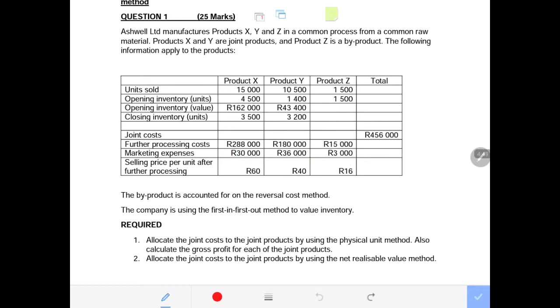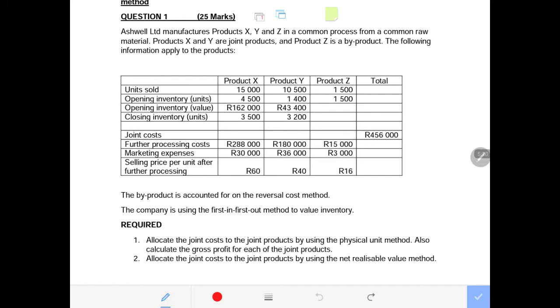Now we are further told that the selling price per unit after further processing of our three products is 60 rand, 40 rand and 16 rand. So these are the selling prices after the products are further processed. That means further processing costs were incurred, and after they were incurred, the selling price became 60 rand, 40 rand and 16 rand for each of the three products X, Y and Z respectively.